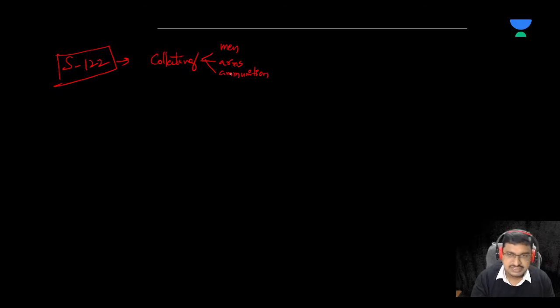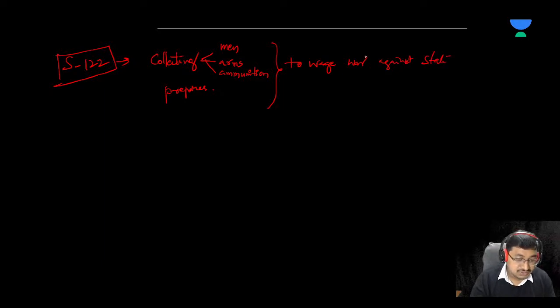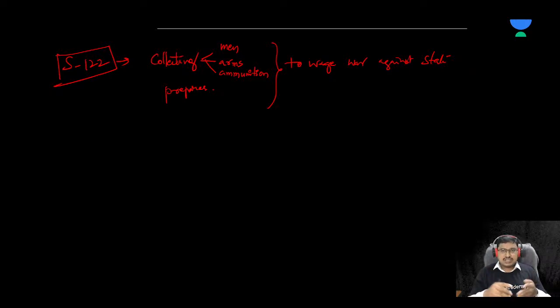Ammunition, or otherwise prepares to wage war against the state shall be punishable under this section. Therefore, coming to the classification of this offense, simply friends, this is for preparation, collecting men, arms, ammunition in order to wage the war against the state is punishable under section 121. See the difference, friends.